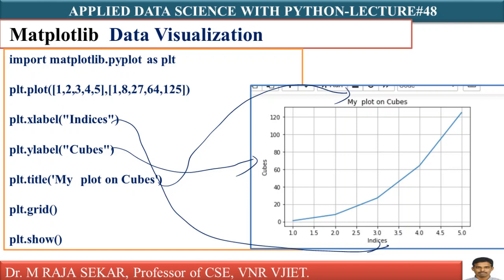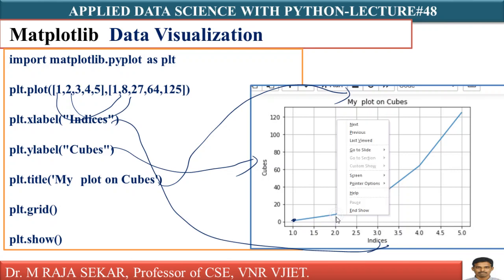For the time being, I already explained these points. What are the points? 1 comma 1. Just see, this is 1 comma 1. 2 comma 8. Where is my 2? This is 2 comma 8, isn't it? Next 3 comma 27. Just see, this is 3 comma 27.